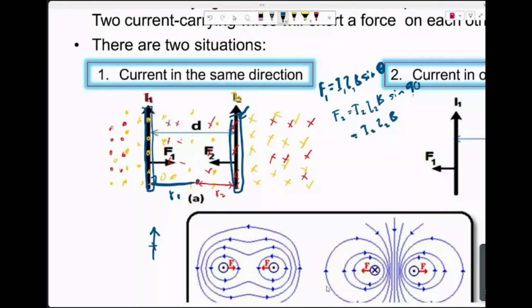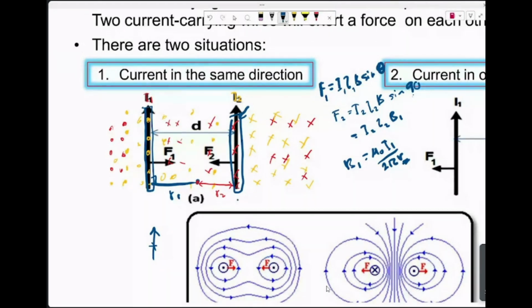B here is the external magnetic field at current 2, which in this case is due to I1. So B is B1, the B produced by current 1. B1 equals mu not I1 over 2 pi R. Because we are looking here, R is the distance to the position where I2 is.